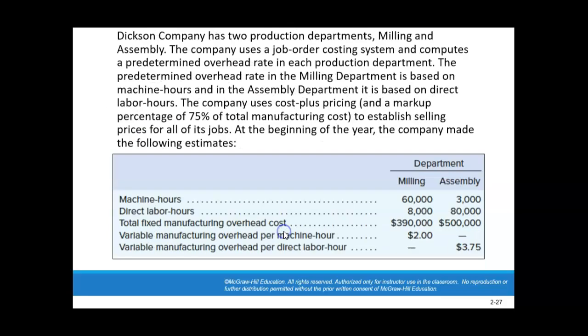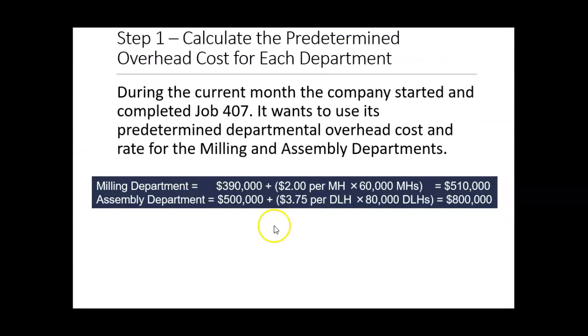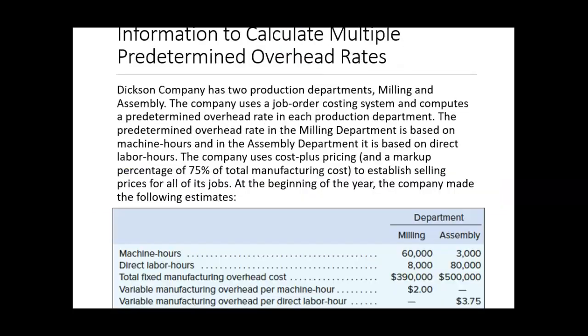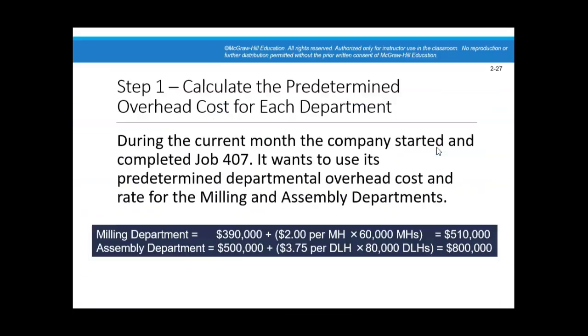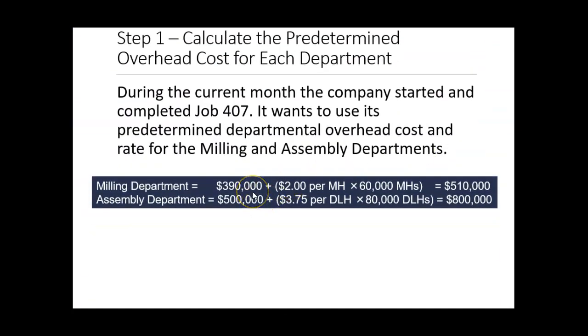Okay, let's get to our calculations. So first, for the mill department, we have to figure out what is going to be the predetermined overhead rate. So we'll take our fixed cost plus the variable cost per hour, which is $2 for machine hours, and they expect to be 60,000 machine hours. So the total overhead cost in milling is $510,000.